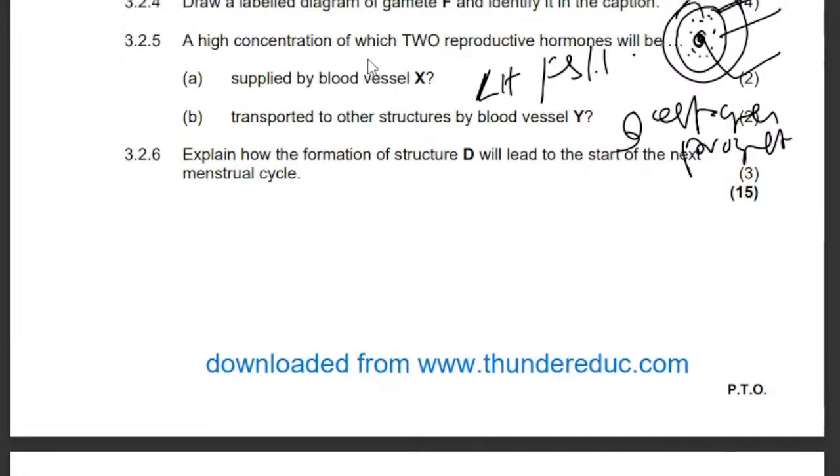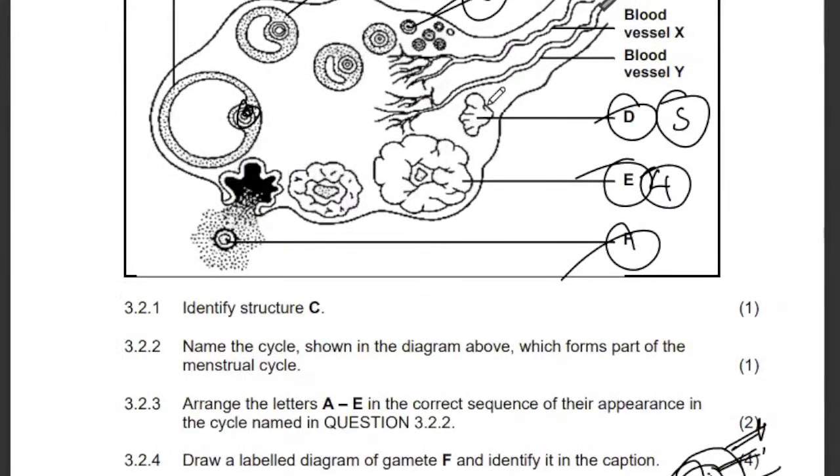Let me see what structure D is. Check how this one is going to lead. First of all, it has degenerated, and this means that there will be a decrease in production of progesterone. And then if there is less progesterone, this will stimulate the follicle stimulating hormone to be produced, and then the cycle will continue. You understand?